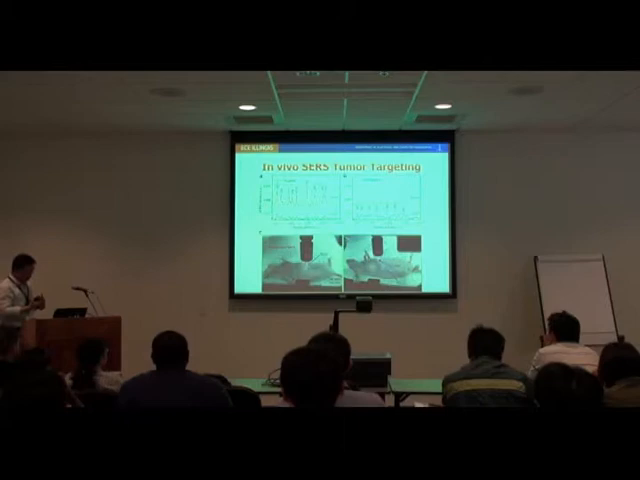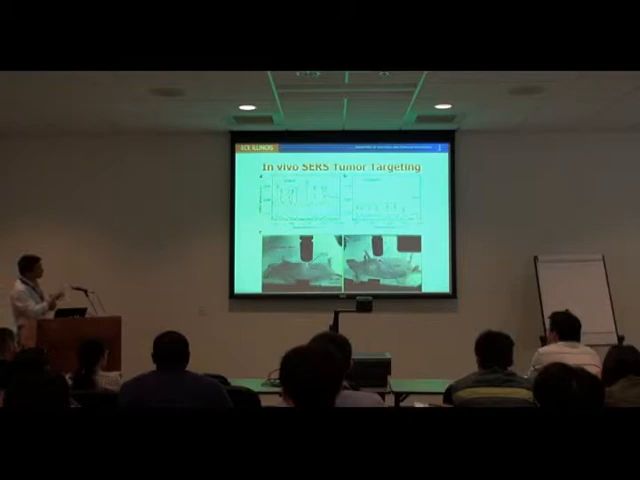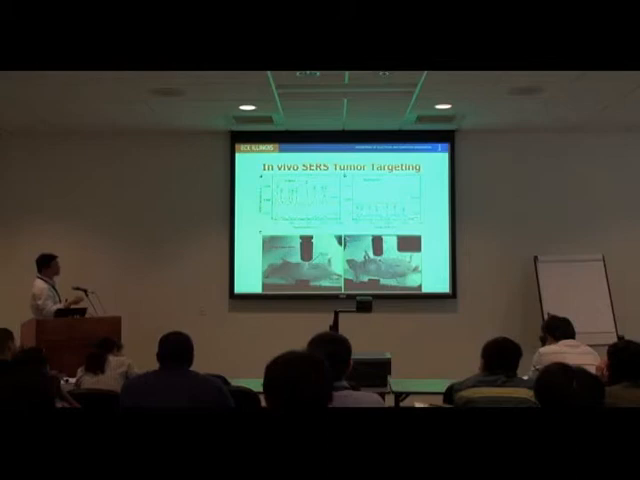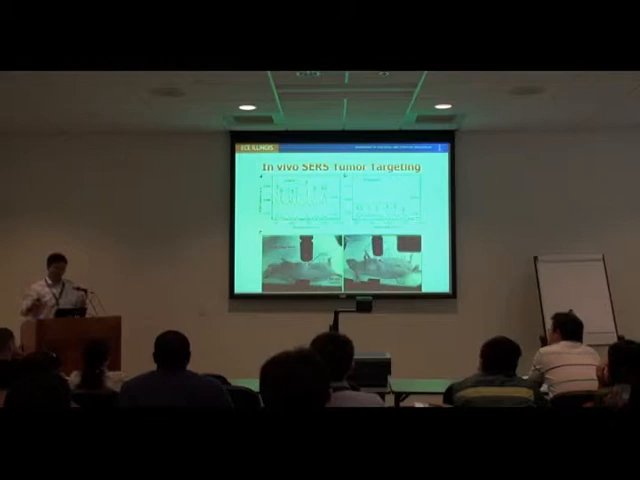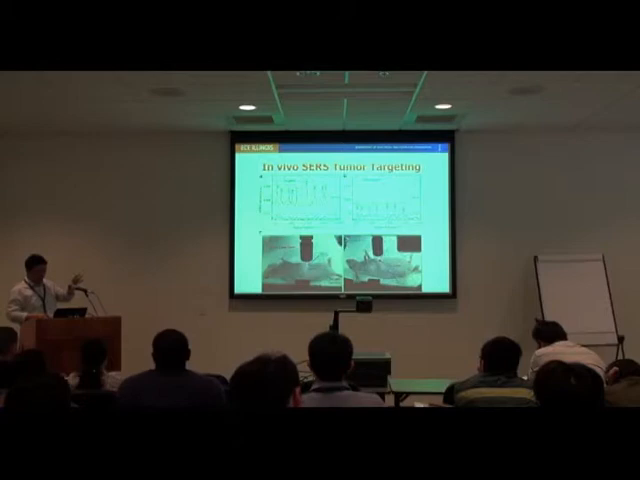Because of the targeting mechanism, most of the particles will stay in the tumor, but not in the liver. Okay? They also compared the Raman or SERS signals from the liver, showing that compared to the tumor signals, the liver signals are very weak, meaning that not many particles end up in the liver, because the particle has those recognition mechanisms to catch on the surface of the cancer cells.